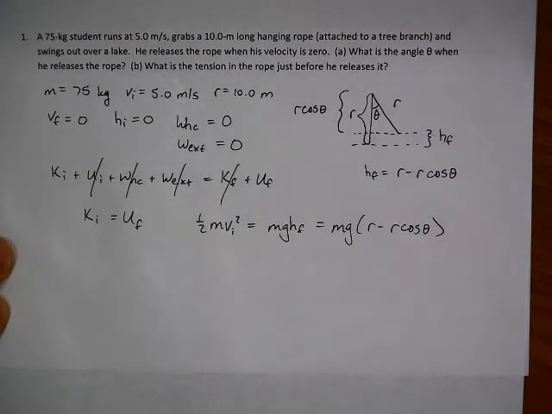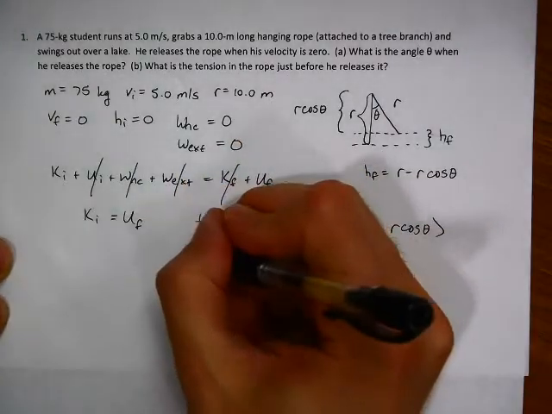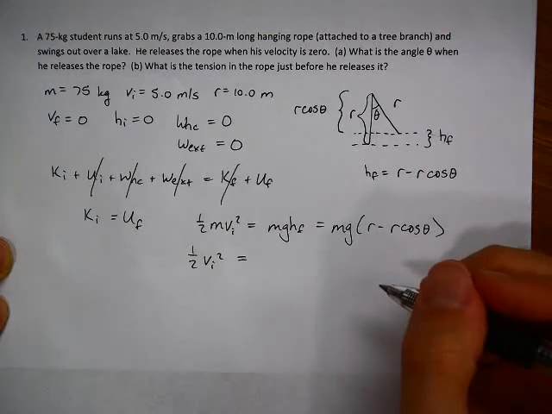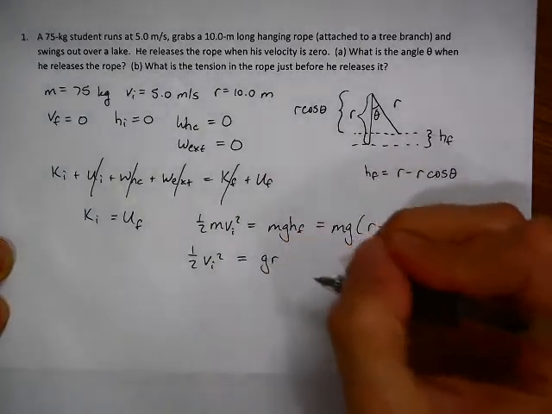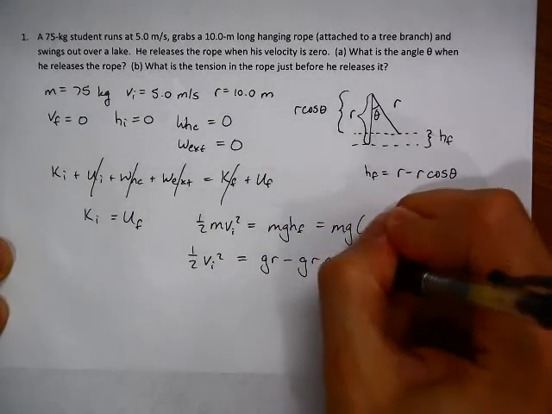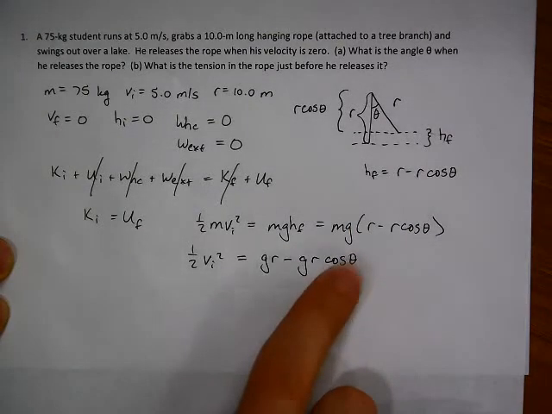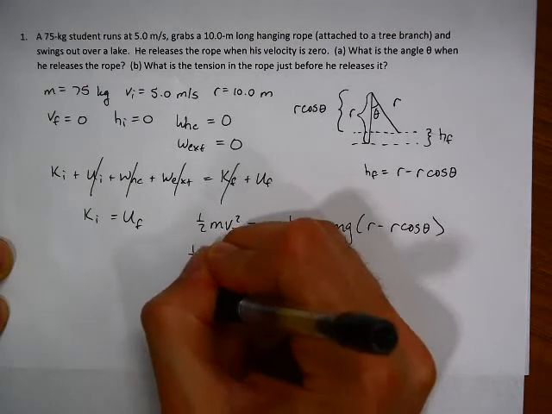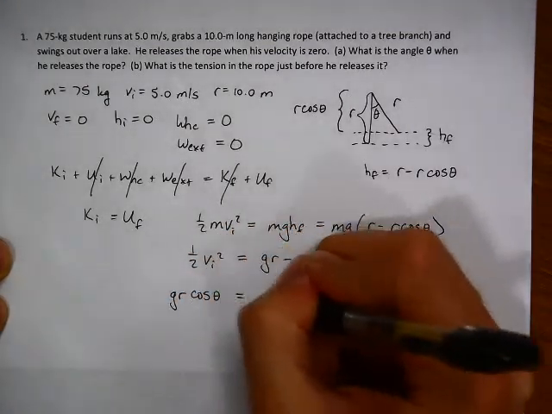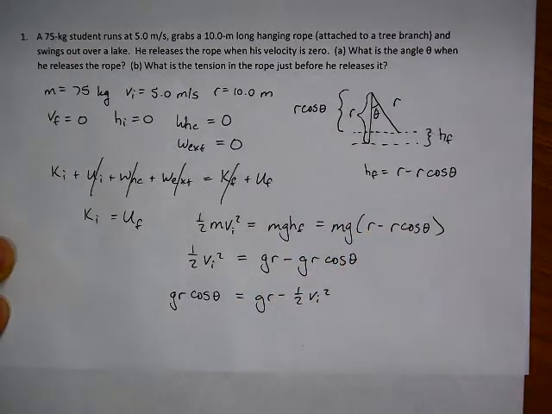We are solving for theta. Look, we can cancel out the mass. And we would get 1/2 vi squared equals, and can I go ahead and multiply through by g? I'm trying to get this term by itself. So, a little bit of algebra.